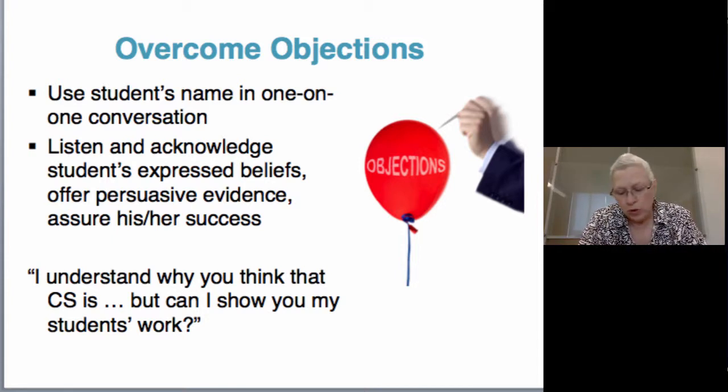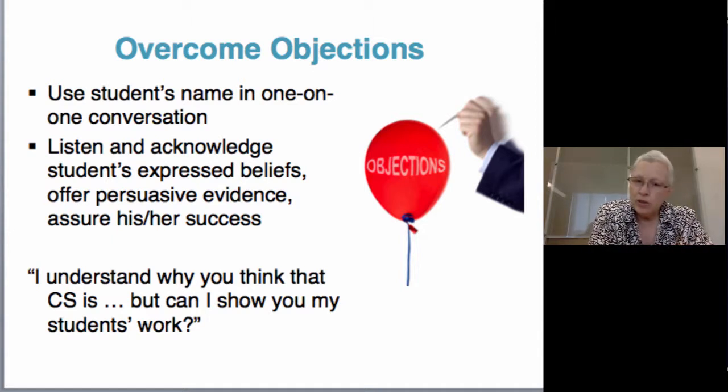When students raise objections, as I said, it wouldn't be uncommon for a student to say, oh, that doesn't seem really interesting to me. Make sure that you listen to them. Don't blow off what they're saying. Acknowledge what they think about computing. Oh, I understand that you think, maybe they've heard a stereotype like computer scientists just work all by themselves in cubicles. So I understand that some people think that, but you know that's not really the case.